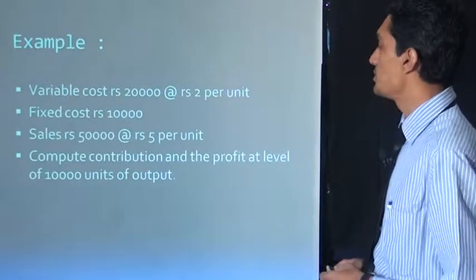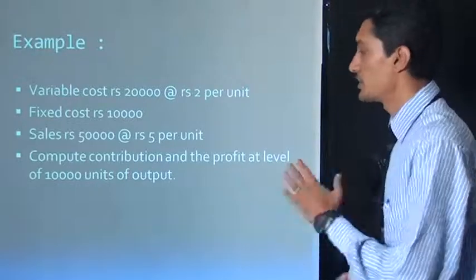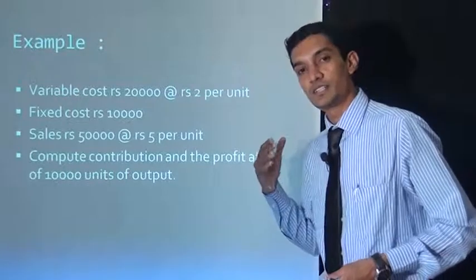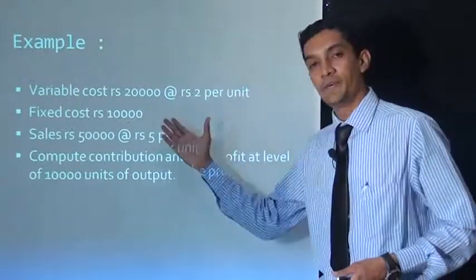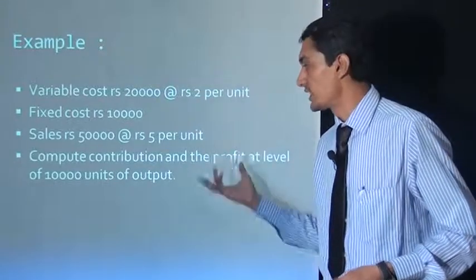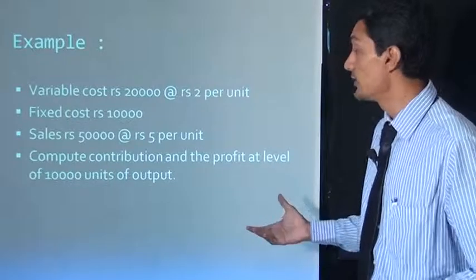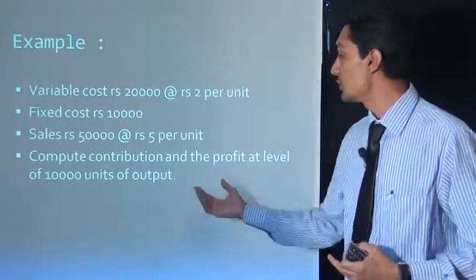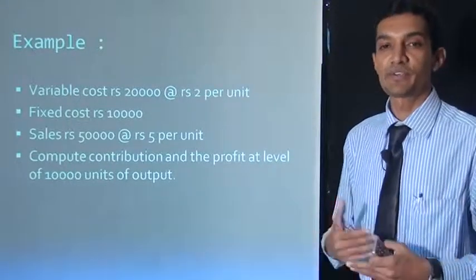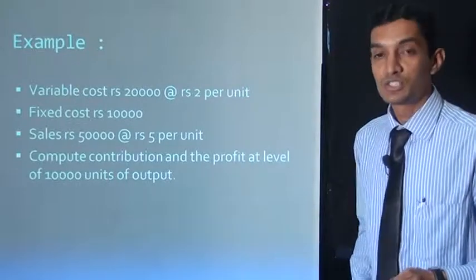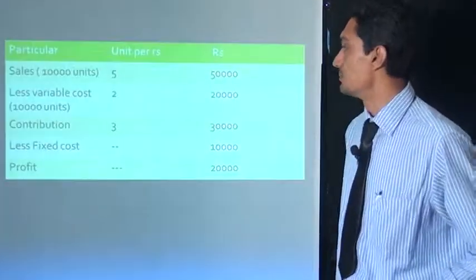Now compute contribution and net profit at the level of 10,000 units. We have already discussed the 10,000 units, because 20,000 divided by 2 is 10,000, and 50,000 divided by 5 is 10,000. Now we compute contribution and net profit. What are the net profit and the contribution in this sum?